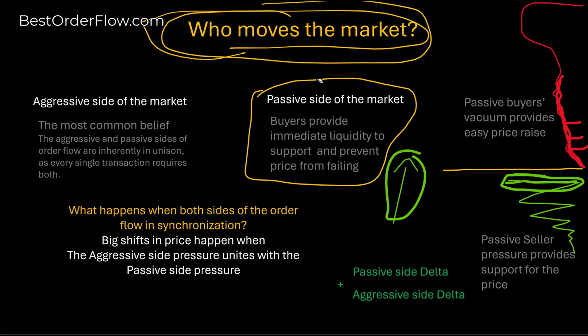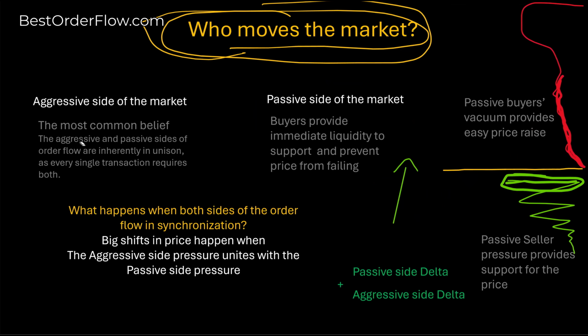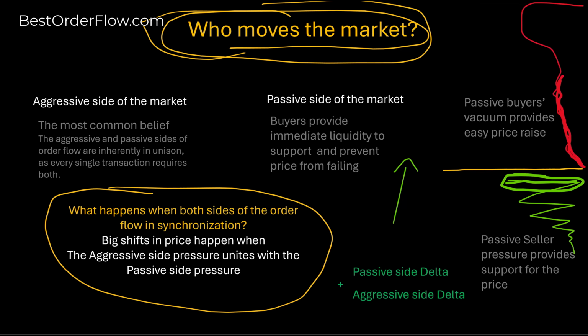My point over here is that, contrary to most answers from any AI or gurus who are going to tell you again and again who or what moves the market, the market obviously moves by the aggressive side, because if the aggressive side doesn't go to the passive, price will stay at the same point. It's not going to go up or down unless the aggressive side steps in. But at the same time, I'm not talking about that scenario. I'm talking about what happens when both sides of the order flow are in synchronization and they decided, obviously, that this scenario is pushing the price in this direction, right?